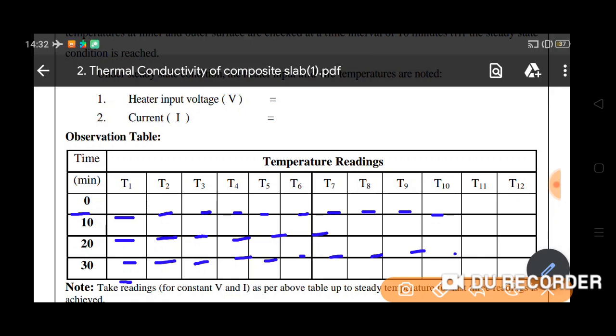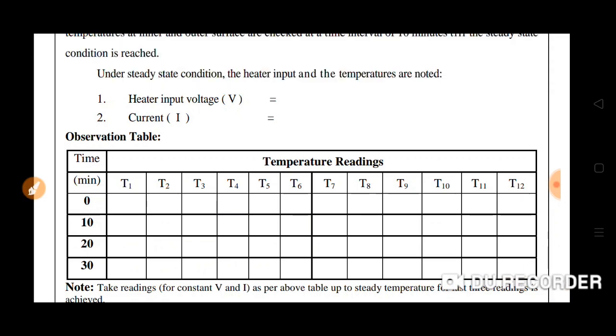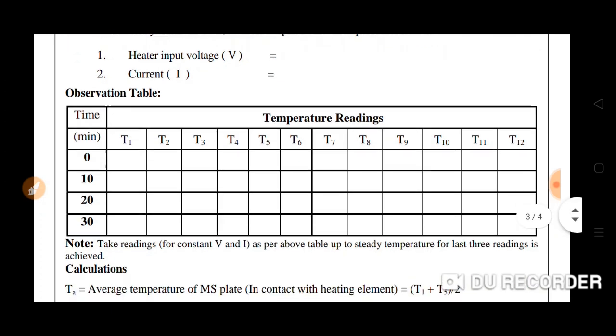Okay, similarly after 10 minutes again we take a reading. Up to how much time will we continue this? It is written here: take readings as per the above table until a steady temperature for the last 3 readings is achieved. Means until 2 consecutive readings are the same, we have to continue.